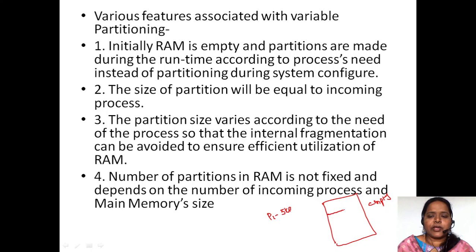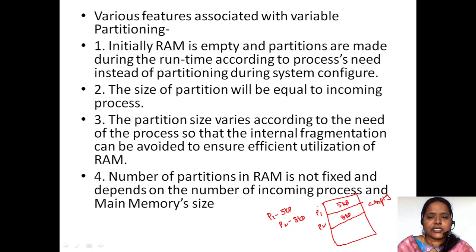So here we will make a partition of 5 KB for P1, and process P2 came. P2 says I need 8 KB of memory. So we will do another partition of 8 KB for P2. Like this, at runtime we are going to do the partitions of the memory. So here we are completely eliminating the internal fragmentation.